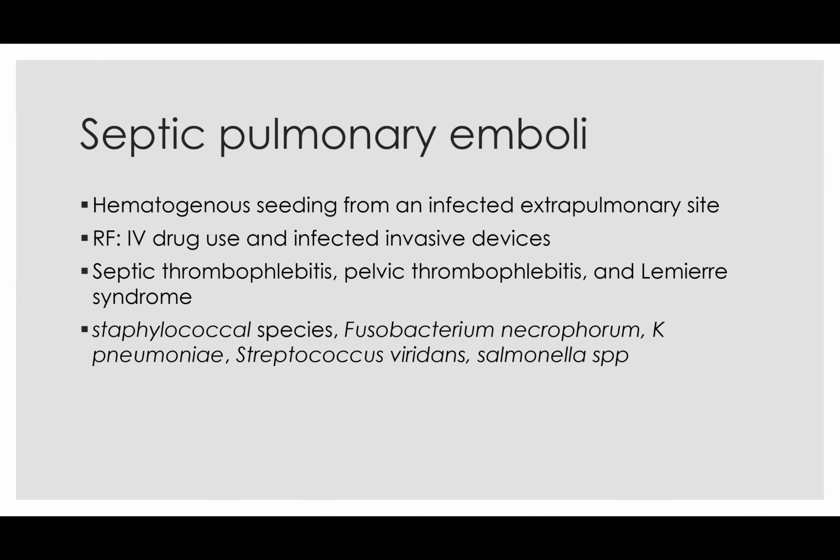And Lemierre's typically begins with oropharyngeal infection and frequently involves inflammation within the wall of the IJ. And it may be associated with an infected thrombus within the lumen, some surrounding soft tissue inflammation, and usually a persistent bacteremia complicated by septic emboli. And other species responsible for septic pulmonary emboli would include staphylococcal species, Fusobacterium, Klebsiella, again, Streptococcus viridans, and Salmonella.